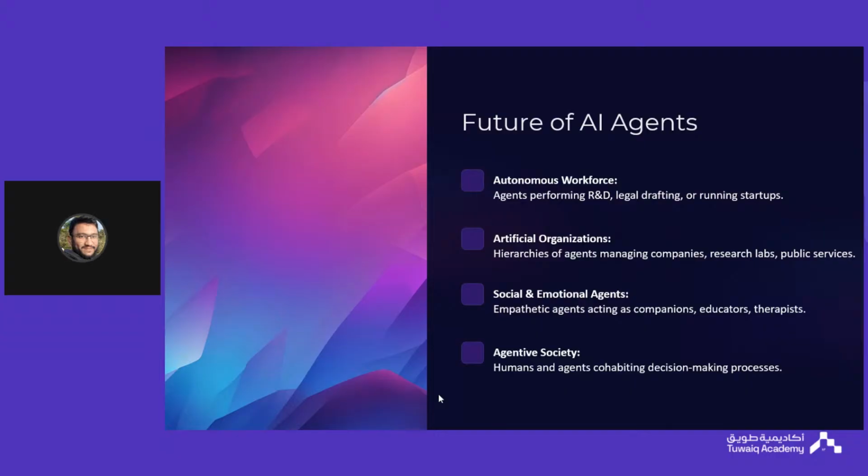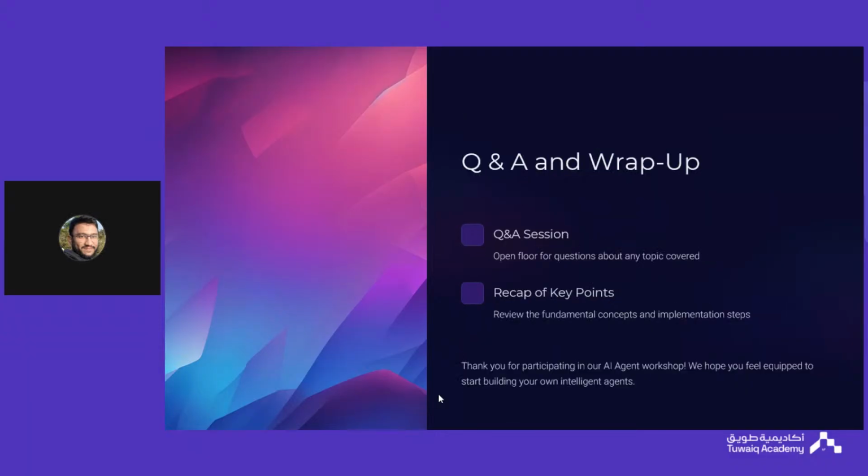Artificial organizations, the next one: hierarchies of agents managing companies, research labs, as well as public services. Social and emotional agents. Inshallah, we will have social and emotional agents in the future as educators as well as therapists. Agentic societies: humans and agents cohabiting in decision-making processes. This is the future of AI agents.